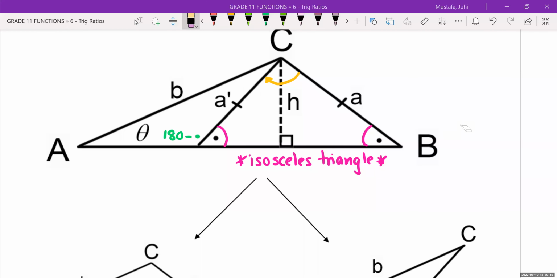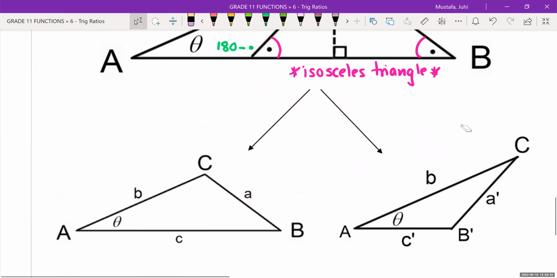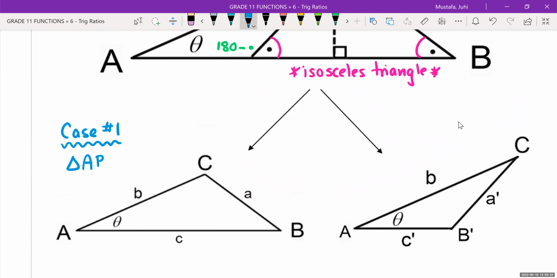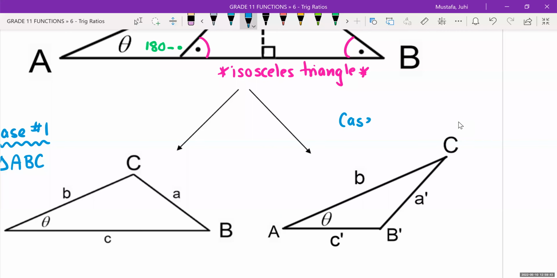Once you figure out something's ambiguous, you have to draw the two triangles. So the first triangle is actually the original triangle that was given to us in the question. So let's go ahead and call this case number 1, or triangle number 1. This is just going to be triangle ABC. Everything is from the original question. There's no prime or anything like that. However, this is case number 2, and we're going to call this triangle ABC prime.